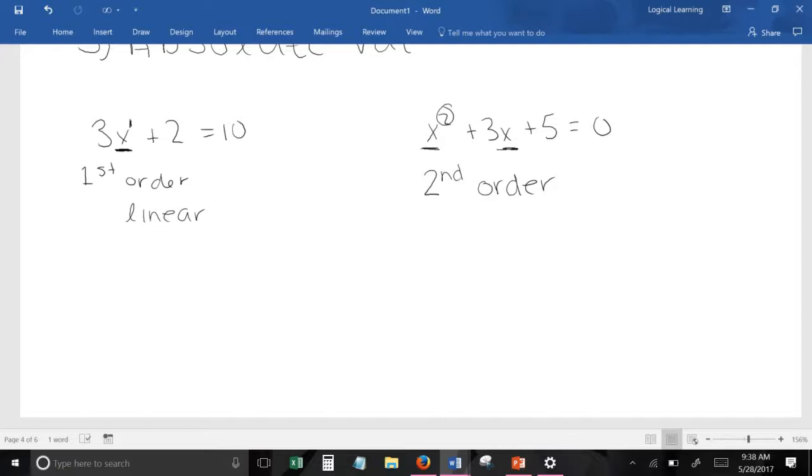So if we have things like x cubed plus 4x squared, if the highest order is cubed, that'd be a third order, and so on. So we're going to look at some equations where the highest order is larger than 1 or 2. So let's go ahead and jump right in.